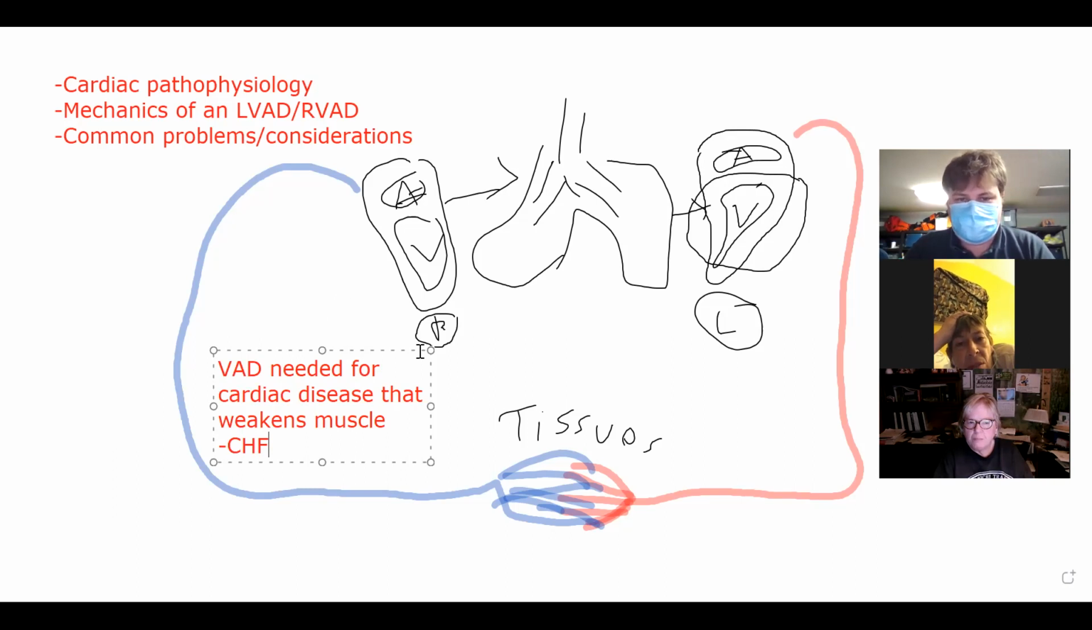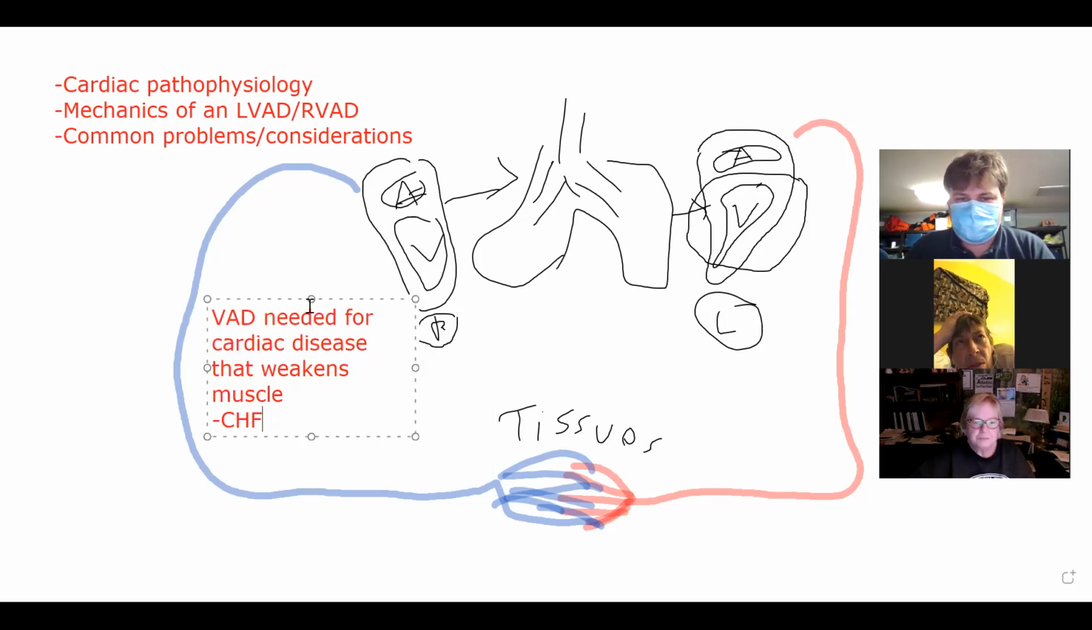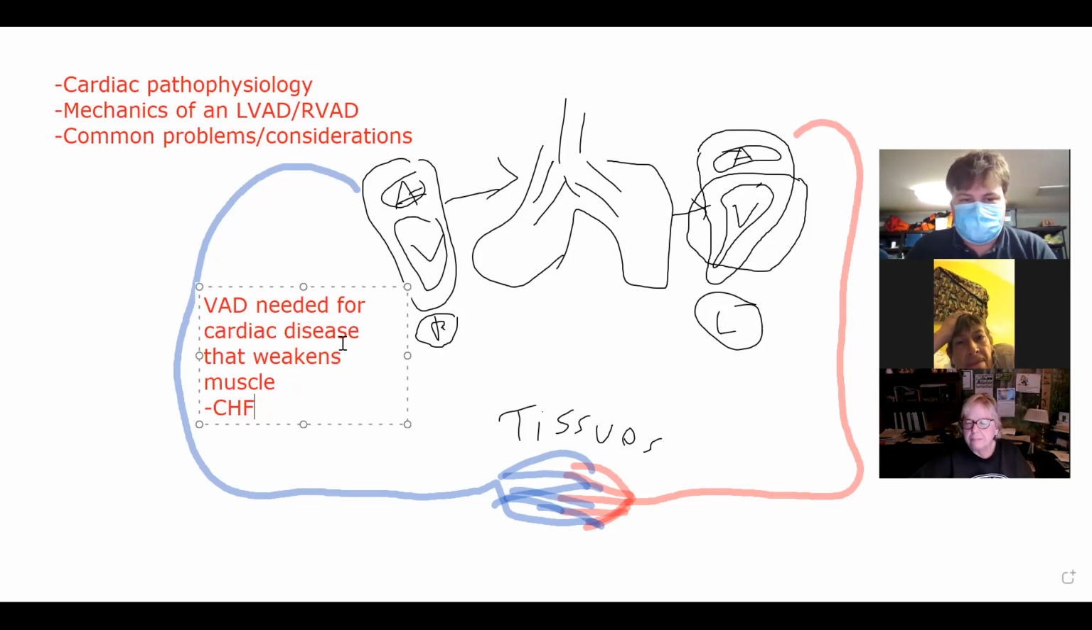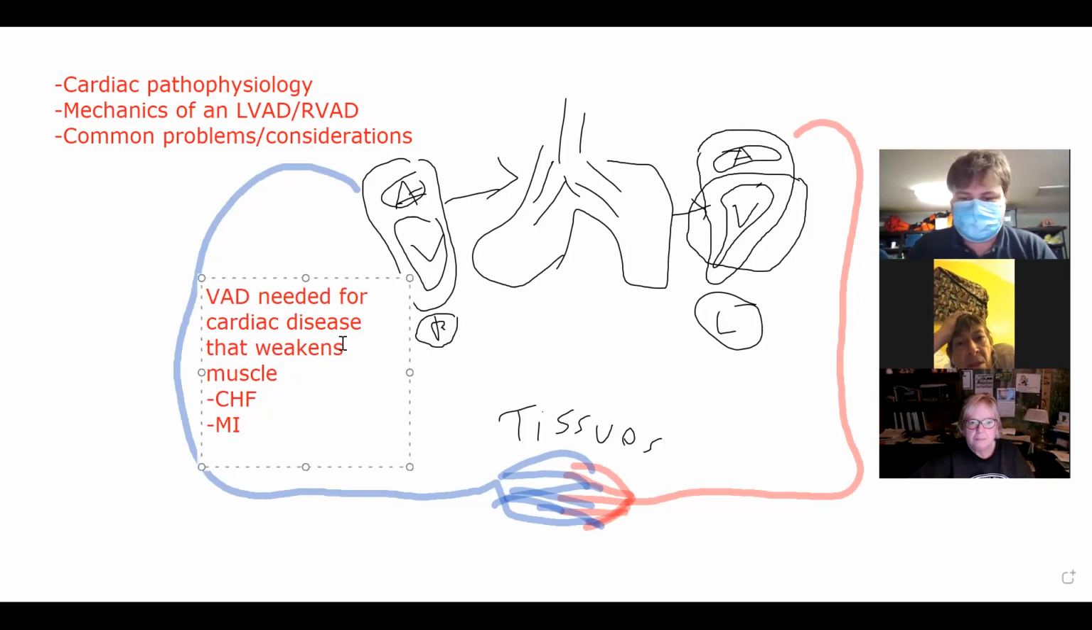Anything else? A previous heart attack. Yep, a previous heart attack. Anyone ever heard of cardiomyopathy? That's a very long word, but if you break it down, cardio meaning heart, myo meaning muscle, pathy meaning disease of.